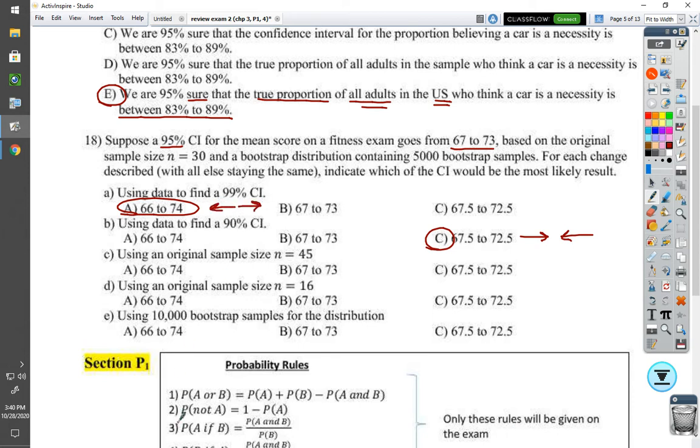In letter C, we're now increasing the sample size to 45. Remember what happens when you do 45? You are going to shrink that CI when you increase N.